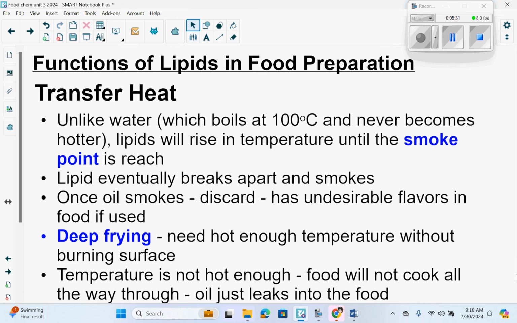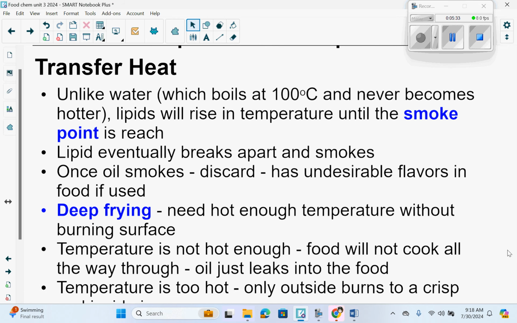Functions of lipids in food preparation. Lipids transfer heat. Unlike water, which boils at 100 degrees Celsius and never becomes hotter, lipids will rise in temperature until the smoke point is reached. The lipid eventually breaks apart and smokes. Once the oil smokes, you want to discard it. It has undesirable flavors in the food if it's used.